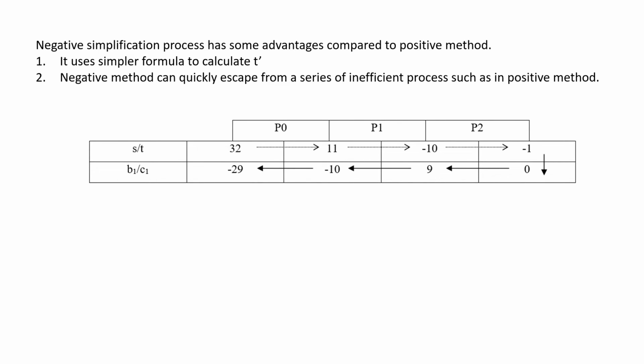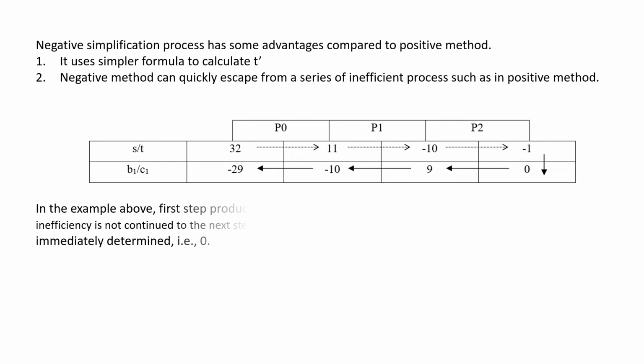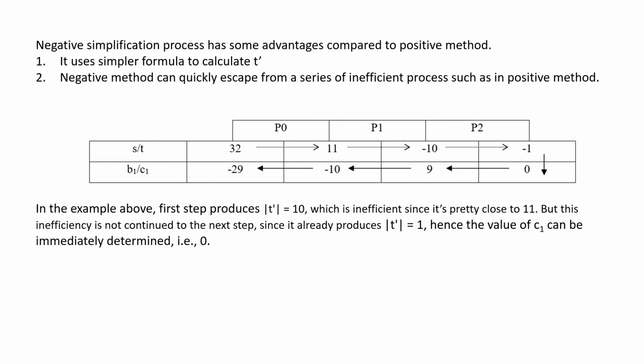Negative simplification process has some advantages compared to positive method. First, it uses simpler formula to calculate t prime. Second, negative method can quickly escape from a series of inefficient process such as in positive method. In the example above, first step produces absolute value of t prime equals 10, which is inefficient since it's pretty close to 11. But this inefficiency is not continued to the next step, since it already produces absolute value of t prime equals 1, hence the value of C1 can be immediately determined, i.e., 0.